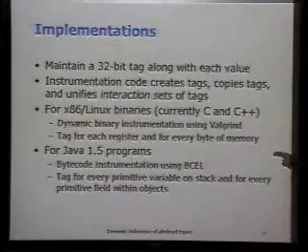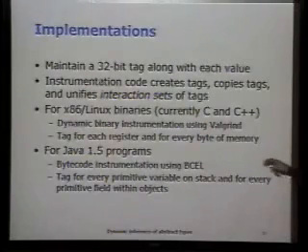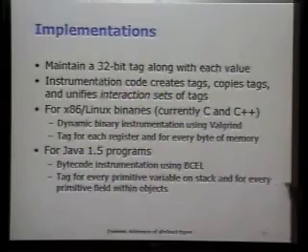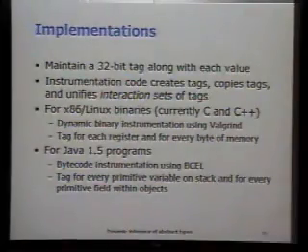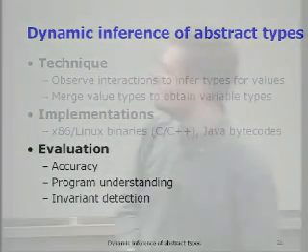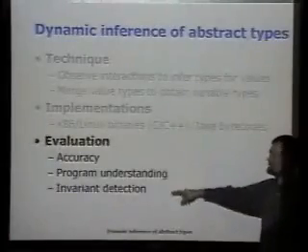We also have a system for Java programs. We do bytecode instrumentation using the BCEL library. There's a tag for every primitive variable on the stack and for every primitive field within objects. And we didn't have to implement our own garbage collector there, which was nice. So that's all I'm going to say about the implementations. For my evaluation, I'm going to talk a little bit about how accurate it is, and then I'm going to show you just two.